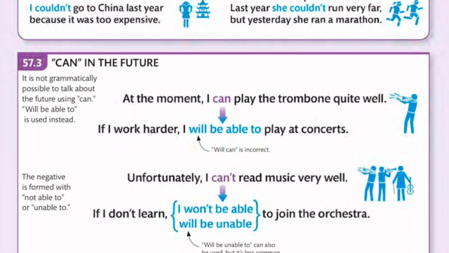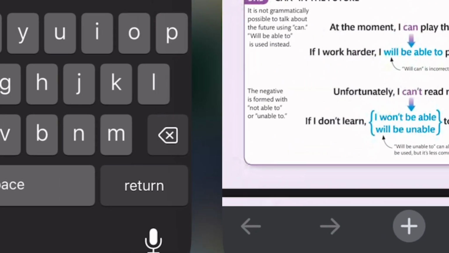The negative is formed with not able to or unable to. Unfortunately, I can't read music very well. If I don't learn, I won't be able to join the orchestra. Or if I don't learn, I will be unable to join the orchestra. So will be unable can be used, but it is less common. Now, there's something I want to chip in here that people express. It is wrong to say, I can be able to do the job. No, this is what we call tautology.